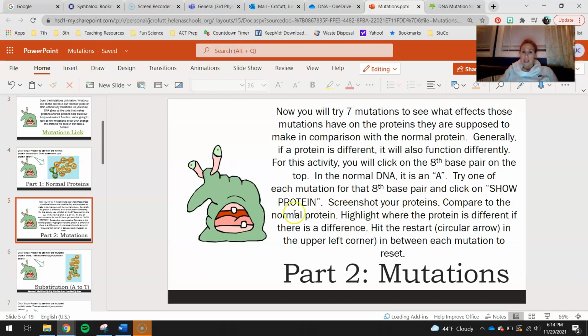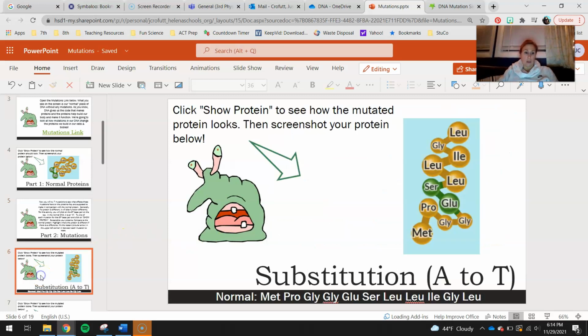Screenshot your proteins. Compare to the normal protein. Highlight where the protein may be different if there is a difference. Hit the reset button between each mutation to reset it. So I did a couple examples for you, including this first one.